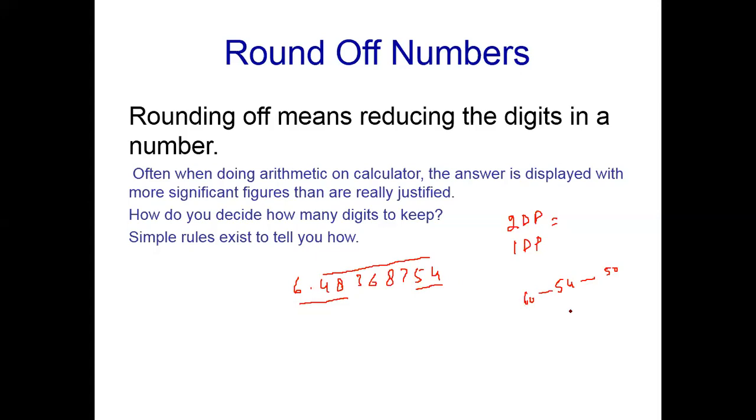So 54 is close to 50 or close to 60? Yes, this one is close to 50. So you can write this number like 6.48, 36, 875, and 50. But after the decimal we don't write 0, so we reduce one number. So we have now 75. Now check 75. 75 is close to what, 80 or 70? Yes, it is in the middle.